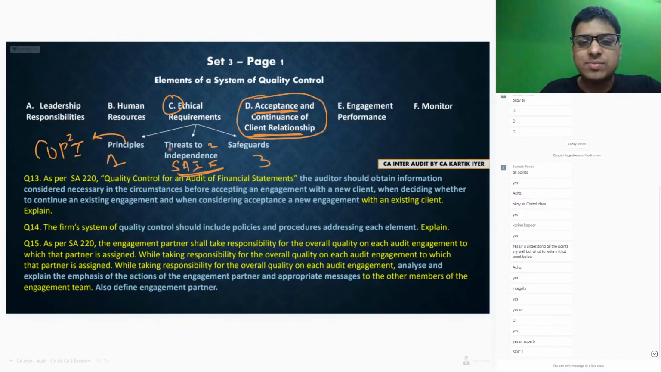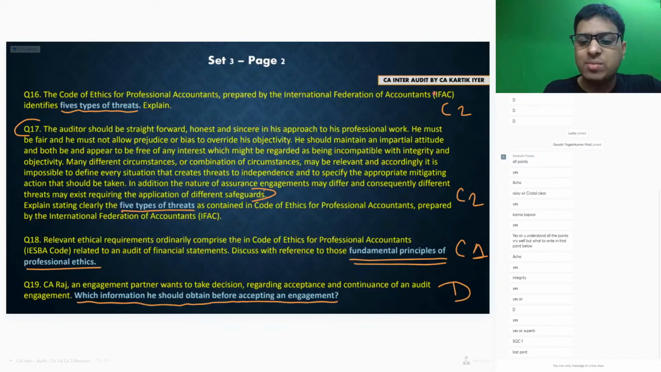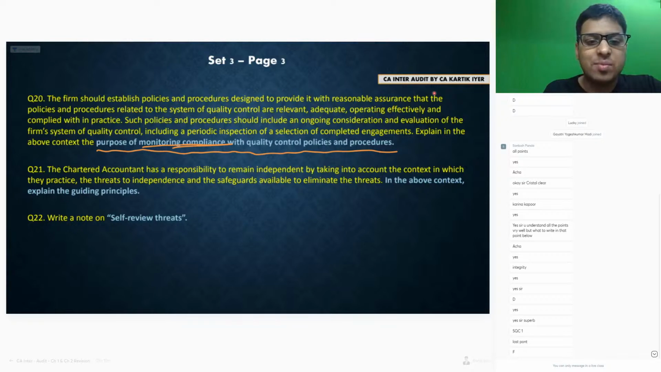Monitoring compliance. Correct. Point number F. Boys and girls, point number F is the right answer. Easy. Okay, see the next one.